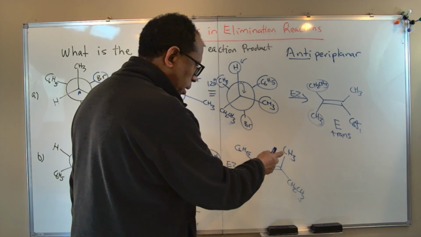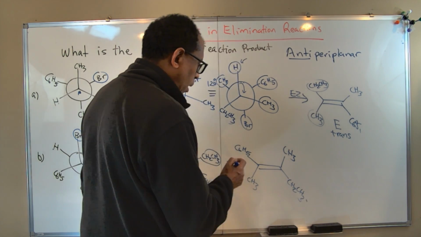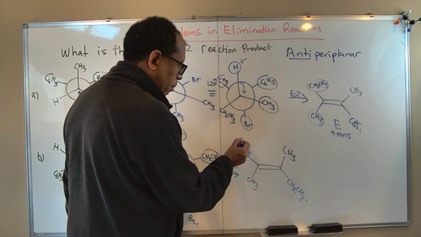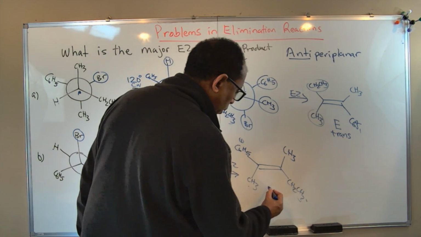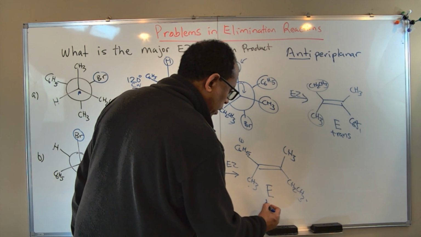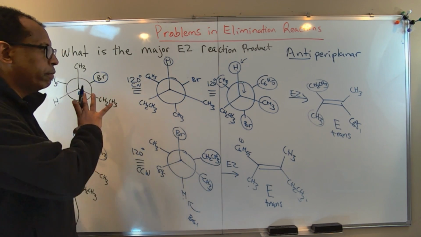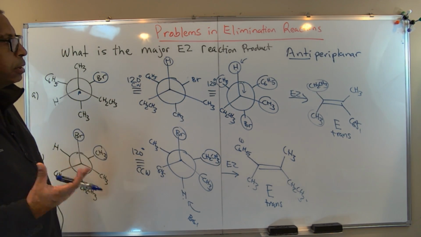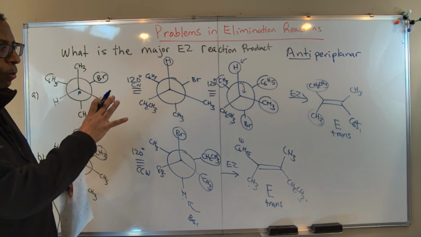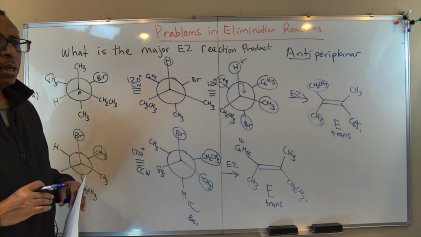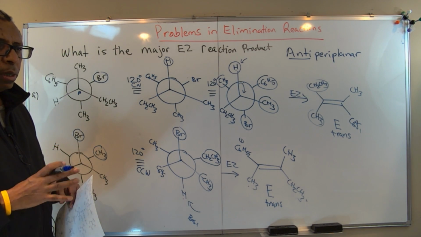And for this one, between this and this, the priority would fall for this one. And between this to this, priority is this. So the two high priority are on opposite sides. This is also an E trans isomer, stereoisomer. So whenever you are given a Newman projection and dehydrohalogenation, you have to do a certain manipulation so that you could arrive at the right stereoisomer. So this is the concept of anti-periplanar.